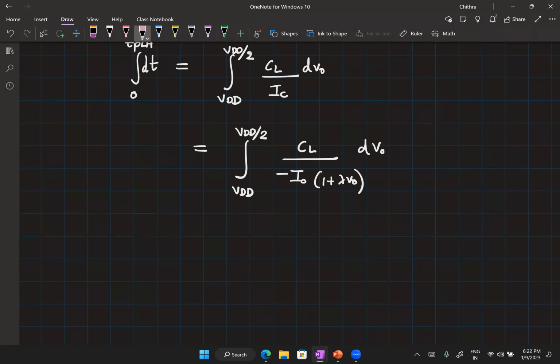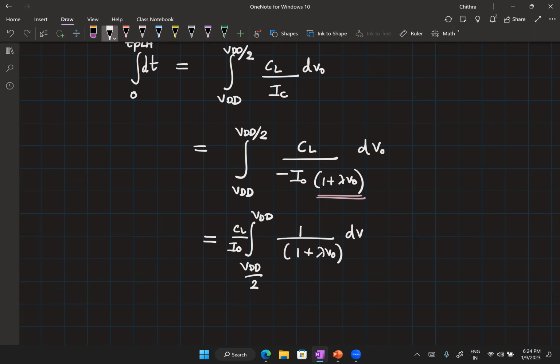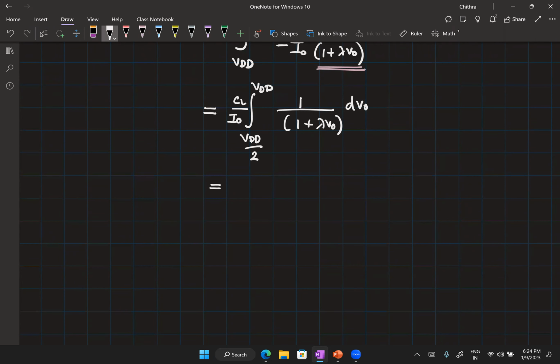So can you solve this? You can use the binomial expansion to bring 1 plus lambda V0 onto the numerator. So I will use the negative sign to change the limits: VDD by 2 to VDD. CL and I0 are constants. They come out of the integral. Then you have 1 by (1 plus lambda V0) into dV0. So this gives you CL by I0 with the same integral limits.